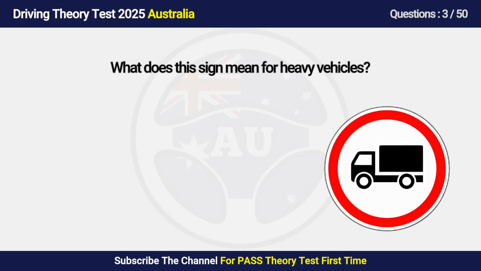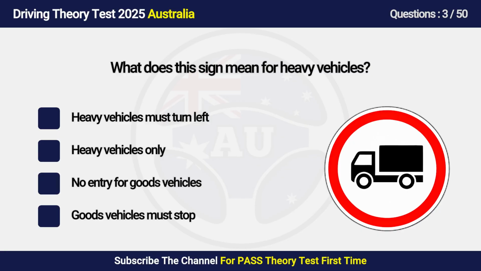Question 3. What does this sign mean for heavy vehicles? A. Heavy vehicles must turn left. B. Heavy vehicles only. C. No entry for goods vehicles. D. Goods vehicles must stop.